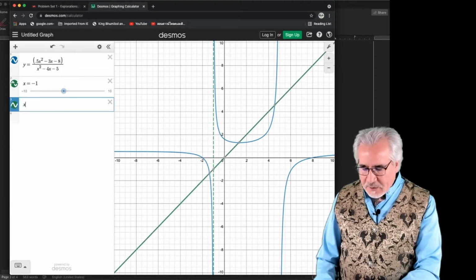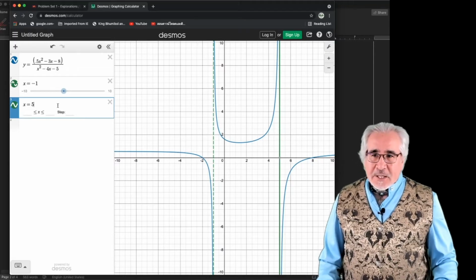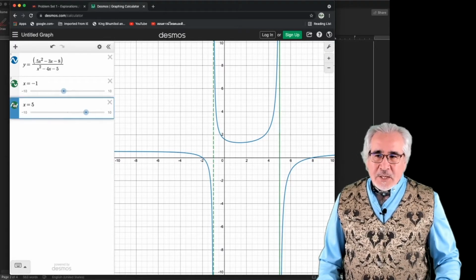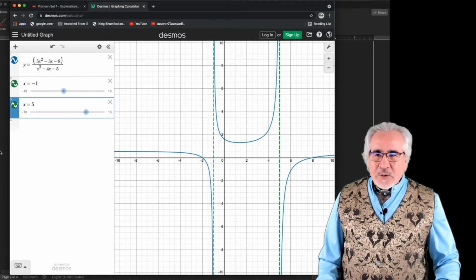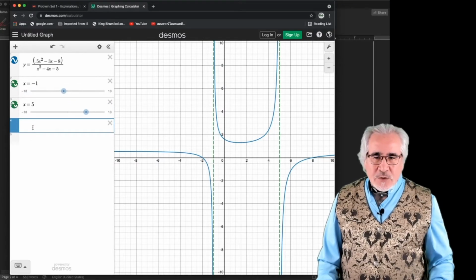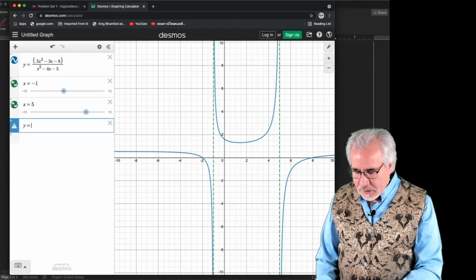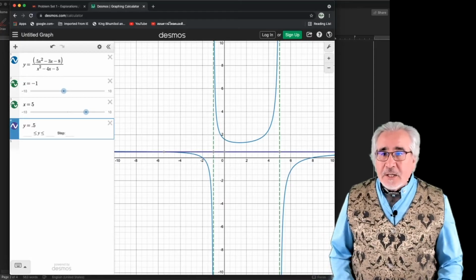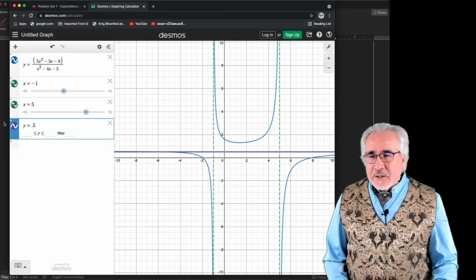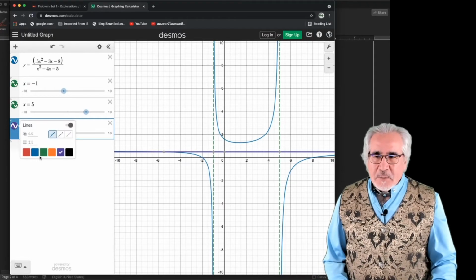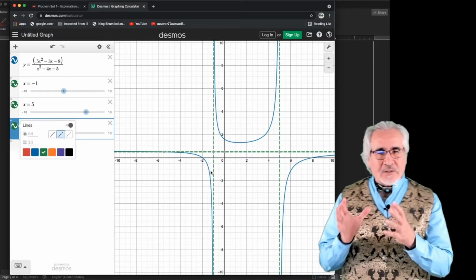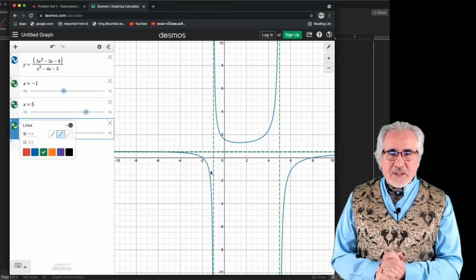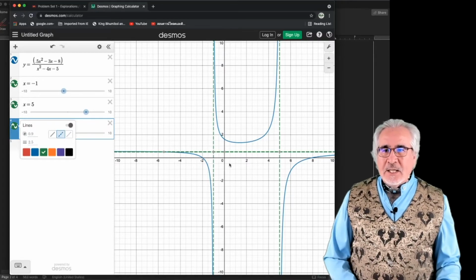You could do the same thing. It asks for x equals 5. It's green, but we want it dashed. So I click and hold. It takes a little getting used to, but we can do this. And then we want a horizontal line, which is going to be y equals 0.5, I think it is, yeah. And again, we got a new color, but you can make them all green or whatever color you want. Get creative. It gives us a chance to put these in there and see.